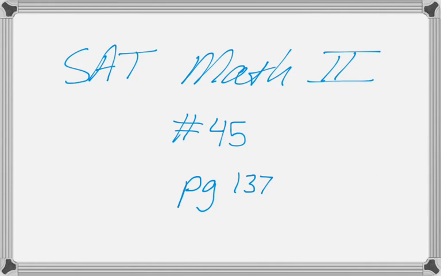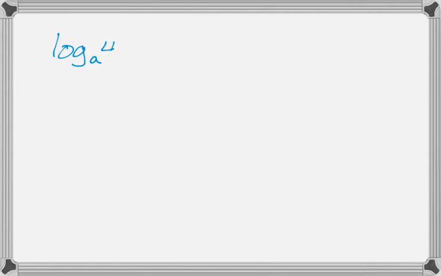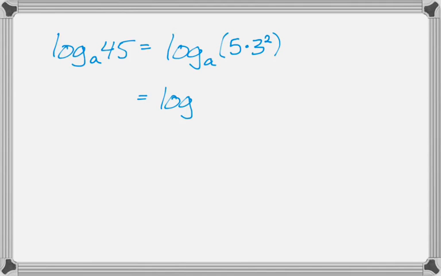Let's move ahead to number 45. For 45, it's this weird log question. We want the log base A of 45, and we know that the log base A of 3 is x and the log base A of 5 is y. There's probably a reason for that, so let's just change 45 up. I'm going to factor it into 5 times 3 squared. I'm going to use properties of logs to break this up.